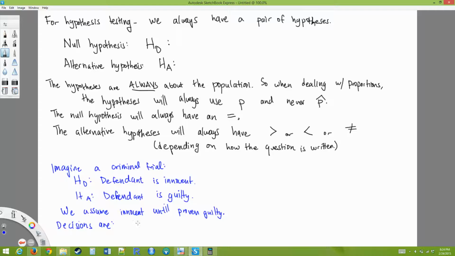Okay? So we assume innocent until proven guilty, and the decisions are guilty or not guilty. Okay? And those are the only two possible decisions.